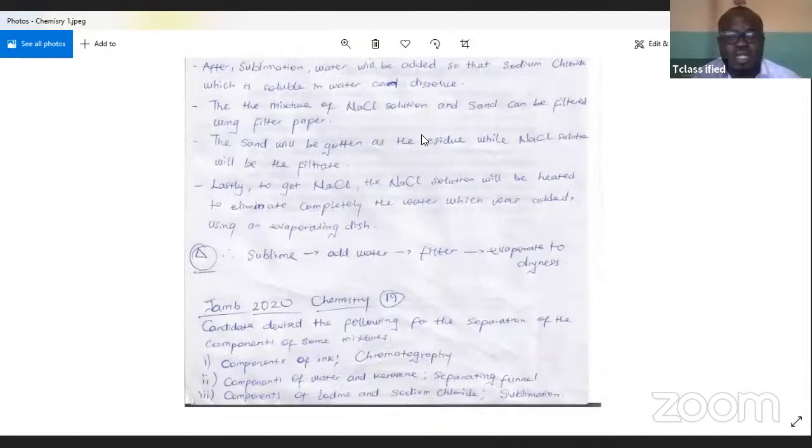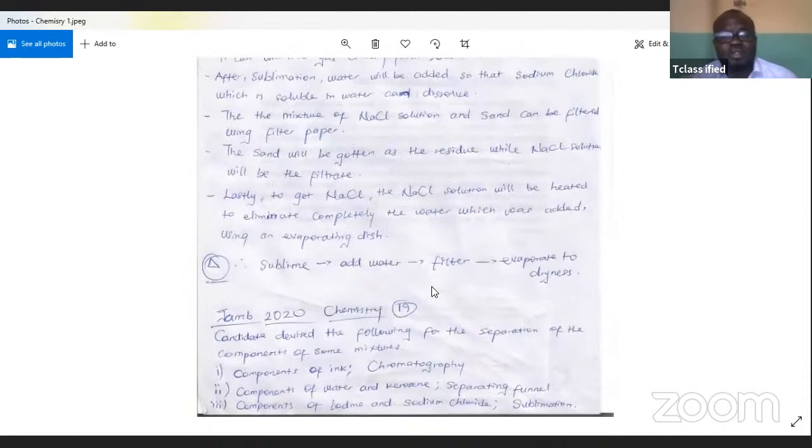So moving forward, let's look at this other question. This is JAMB 2020, question 19. Components of ink. How can you separate components of ink? I told us that anything that has color, you can separate them using what?